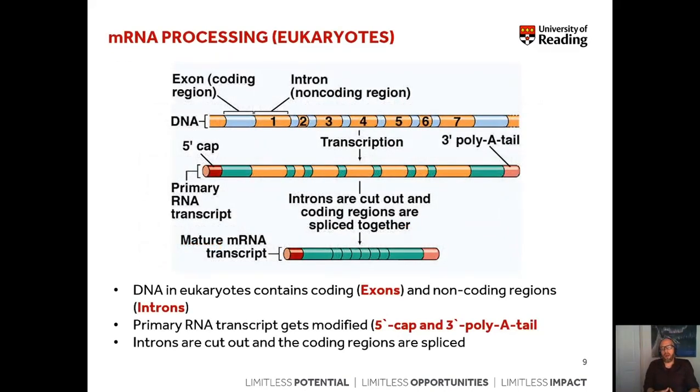Once an mRNA molecule has been produced during the transcription, it needs to be processed, at least in eukaryotic cells, including human cells, because our genome not only contains coding regions, but also non-coding regions. And the name for the coding regions is exon, and for the non-coding regions, intron.